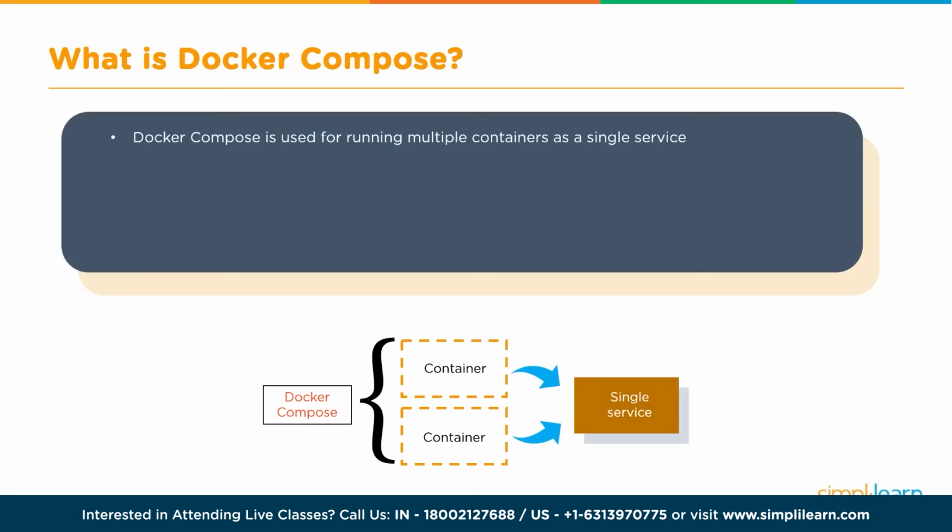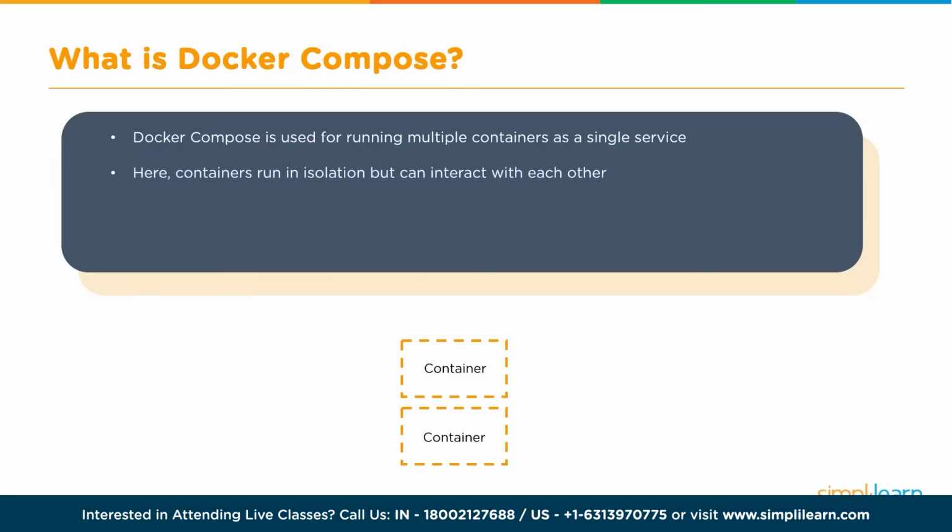So the way that Docker Compose runs is that it works as a single service. So you have the Docker Compose running multiple containers, but the perception is of a single service running. The thing that's great though is that each of those containers will run in isolation, but they can interact with each other. So unlike a normal Docker environment where you have multiple Docker images running completely in isolation of each other, these are images that will run in isolation but can interact with each other.